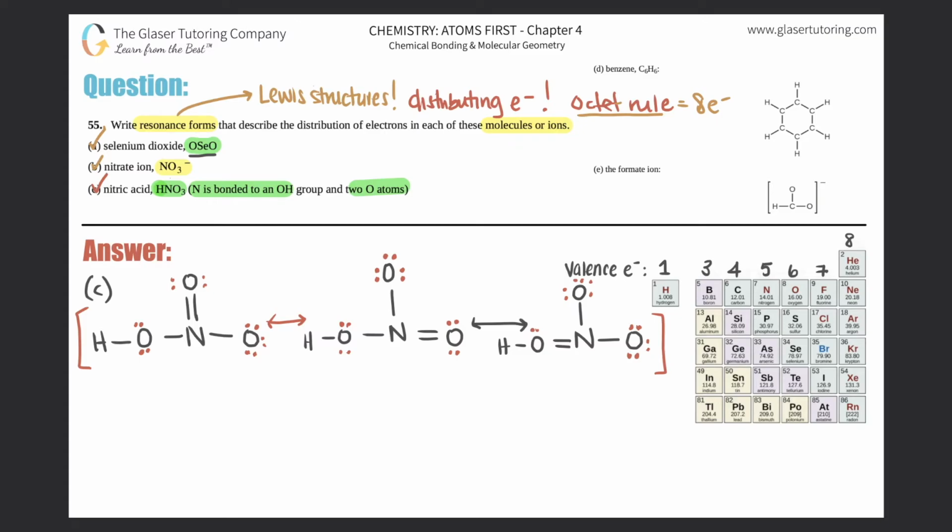So C is done. Now let's work on D, benzene, which is C6H6, and they give you this structure over here. So let me just recreate that. We have basically a hexagon of carbons.